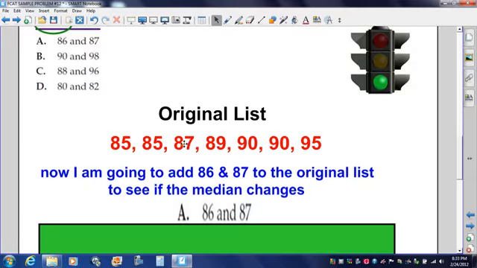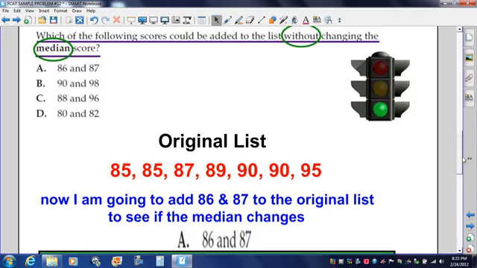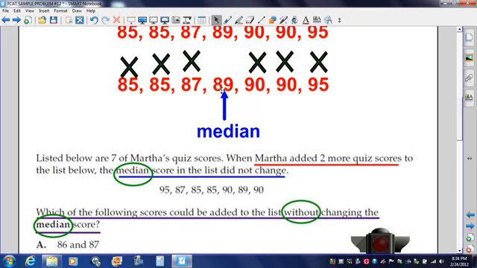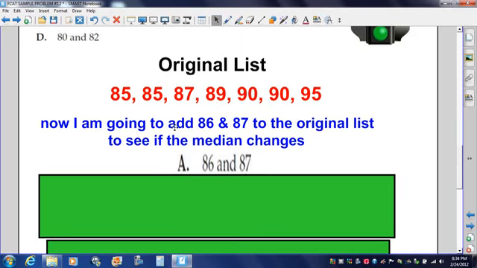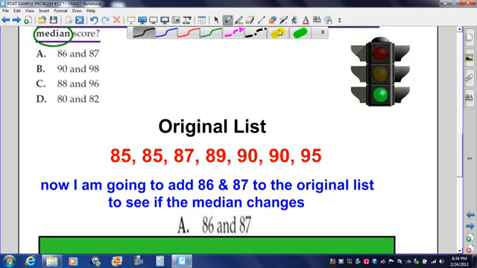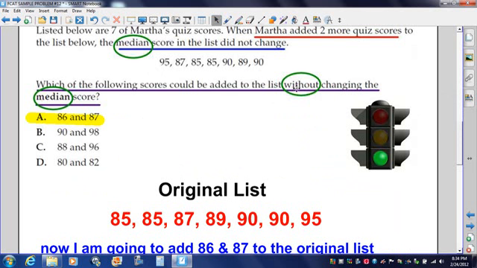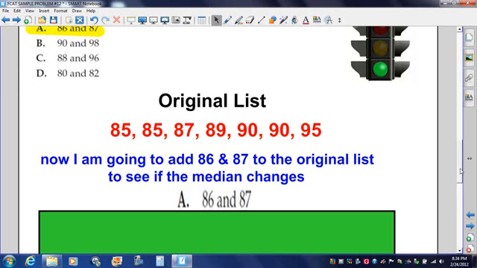Now, this is our original list. The question says, which of the following scores could be added without changing the median? So we're going to add 2 numbers and see if it changes our original median of 89. So I'm going to add 86 and 87. Where did you get those, Mr. Phillips? I got them from choice A. I'm just guessing and checking to see which ones do not change the median score.